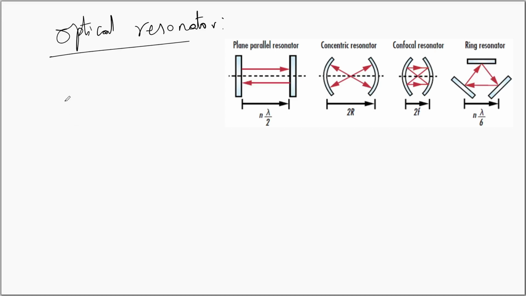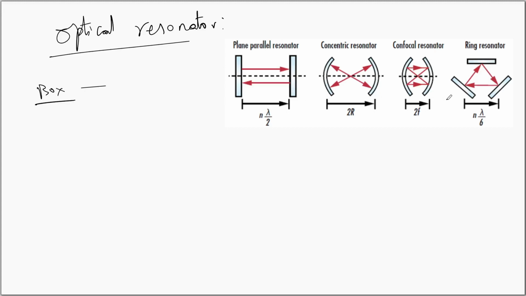We shall now look at the optical resonator. An optical resonator essentially is a box with one fully reflecting mirror and one partially reflecting mirror. And this box, the optical resonator, is essential to increase the photon density of the desired photons.